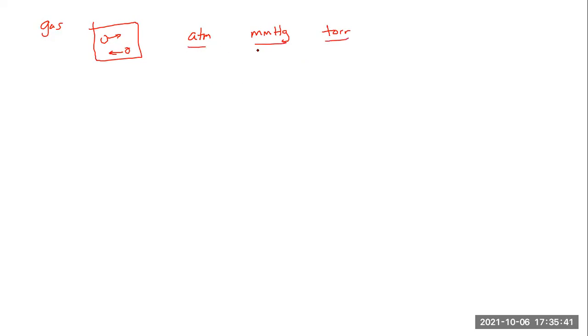There is a relationship between these three things. First off, the millimeters of mercury is the same as a torr. It's basically a one-to-one relationship, so if you need to convert between millimeters of mercury and torr, it's the same number. You just change the units. Now, between atmospheres and each of these, there's basically the same conversion because they equal each other. So one atmosphere is 760 millimeters of mercury, and that equals 760 torr.